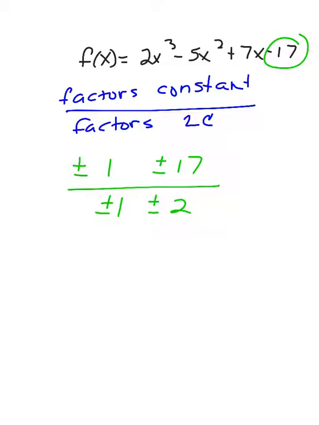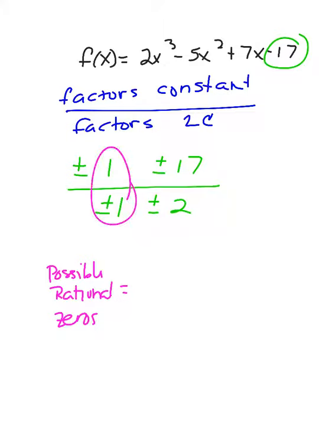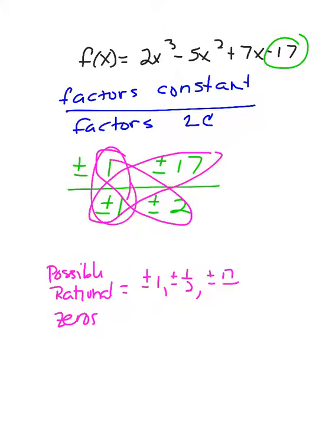All right, so my possible rational zeros are the combinations, right, your division here. So I have plus minus 1 divided by plus minus 1 is plus minus 1. Plus minus 1 divided by plus minus 2 is plus minus 1/2. Plus minus 17 over 1 is plus minus 17. And then we have plus minus 17 over 2, which would be plus minus 17 over 2. Okay, so those are all your possible rational zeros. Okay, so let's take a look at B.